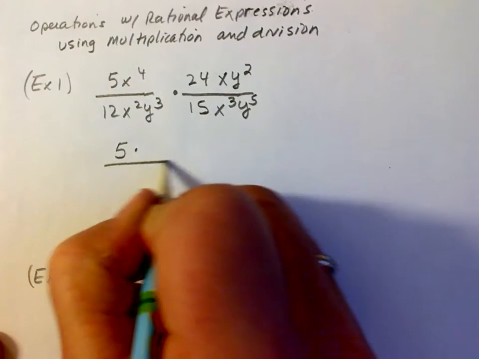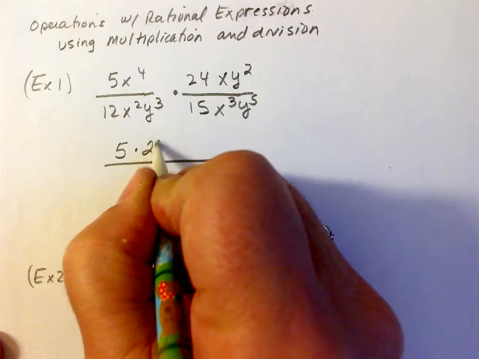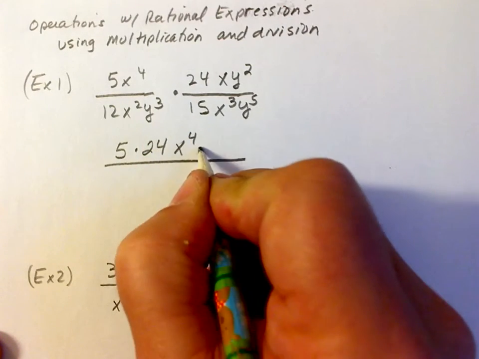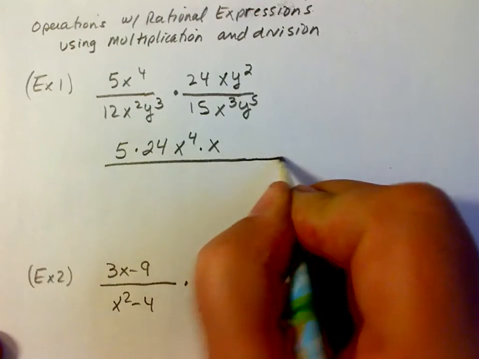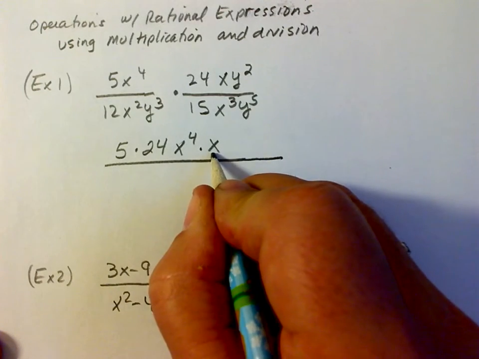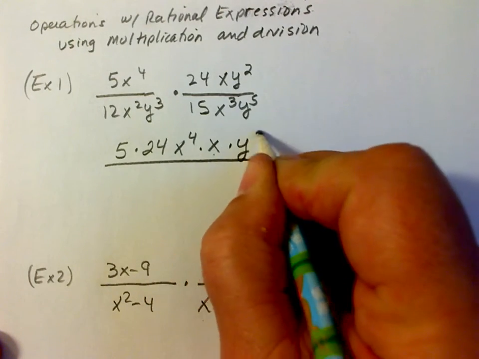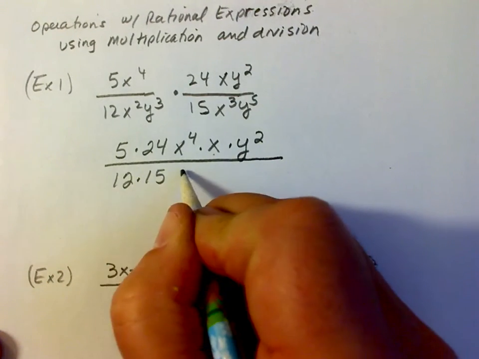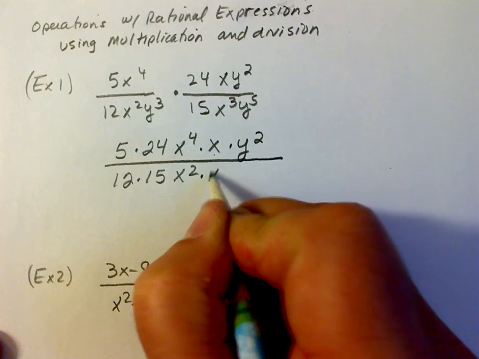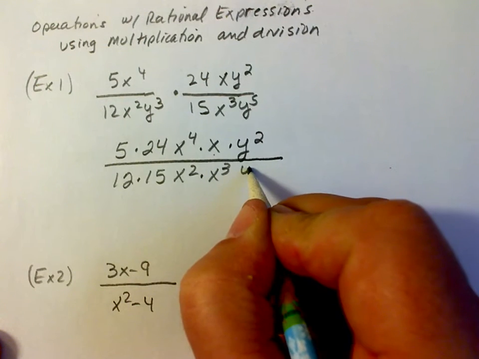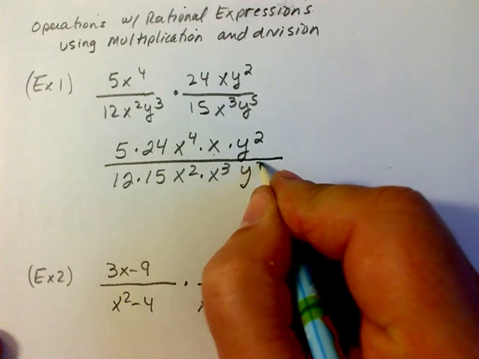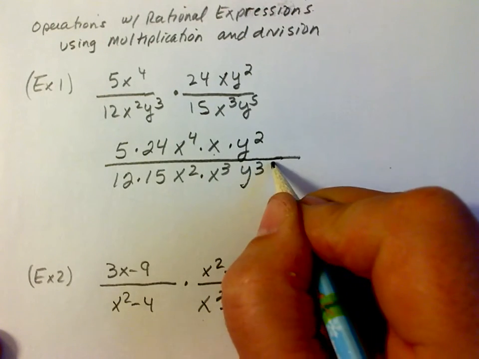So I'm going to rearrange the numerator. I'm going to group the coefficients, the numbers. I'm going to group the variables together by like kind or by same base. And then the denominator, I will do the same thing. This will allow us to reduce the fractions a little bit more easily, in my opinion.